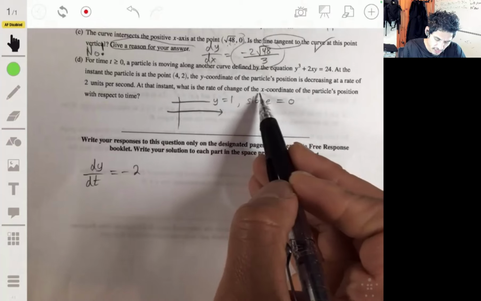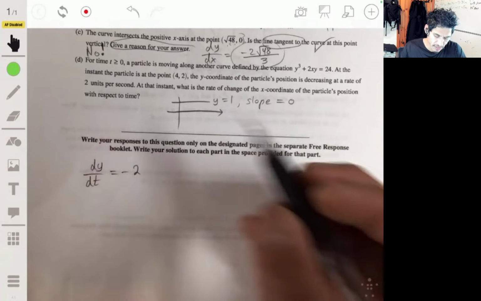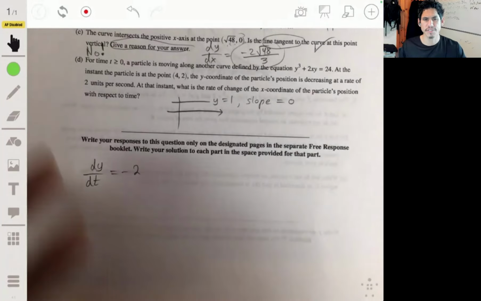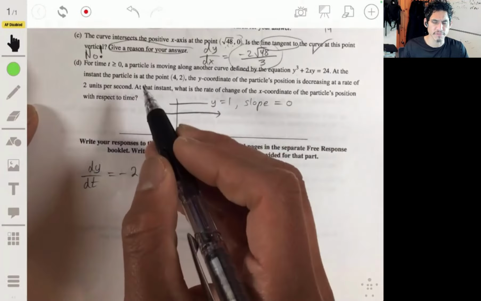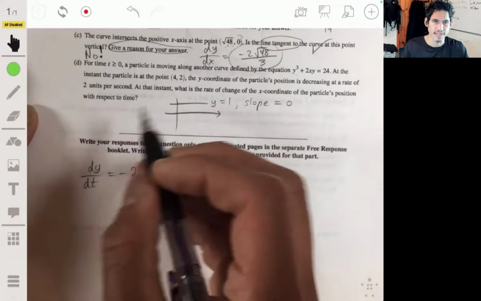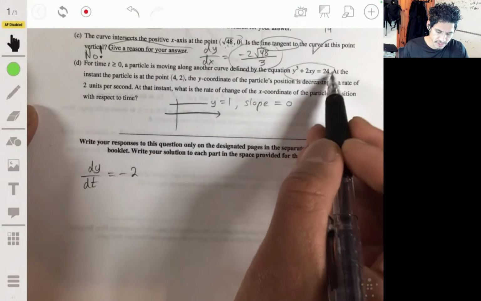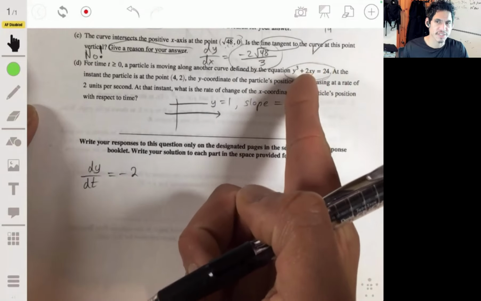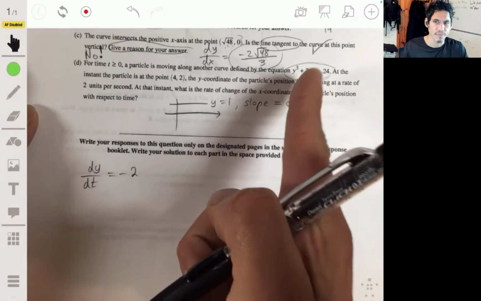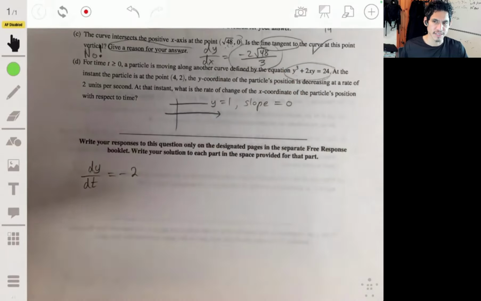What is the rate of change of the x coordinate of the particle's position with respect to time? When I first read it, it sounds kind of weird, but you just have to differentiate this, again using implicit differentiation, and differentiate with respect to t.